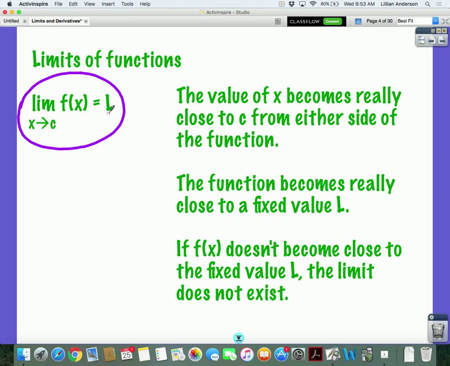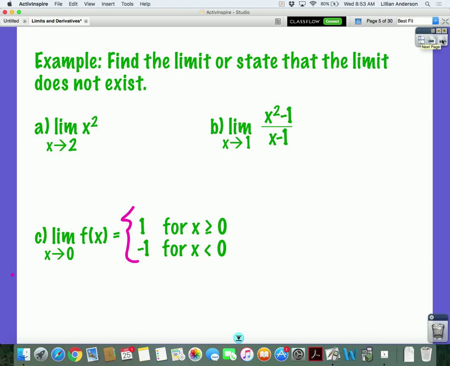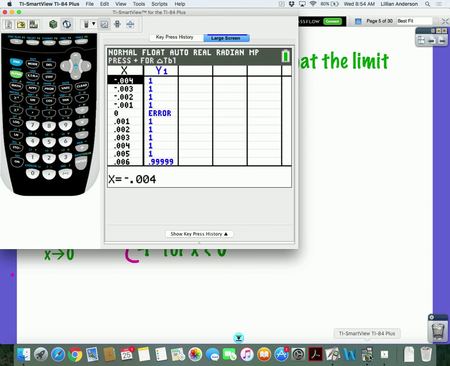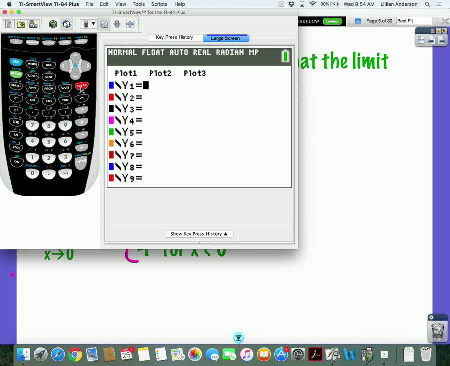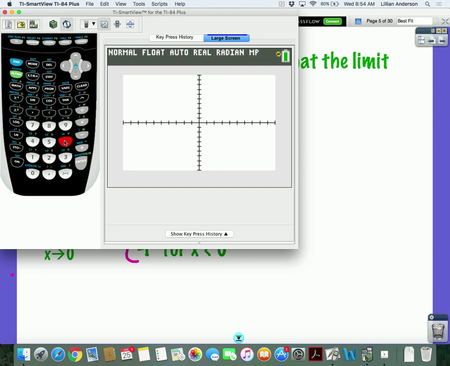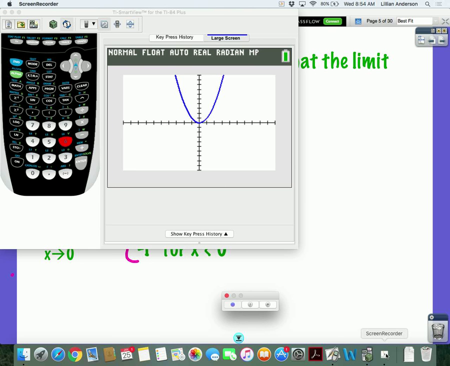Okay? So let's look at some examples. You'll need your calculator for this. All right? We're going to find the limit or state that the limit does not exist. Okay? So we have the limit as x approaches 2 of x squared. So we're going to turn on our calculator. We're going to go to our y equals. And we're going to type in x squared. I want to go back to my standard window because who knows who had your calculator or what you did last time in your calculator. So Zoom 6 always takes you back to a standard window. And there is our quadratic. We already knew that's what it looked like, yeah?